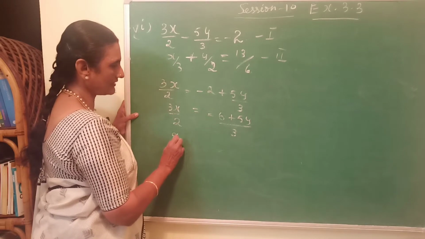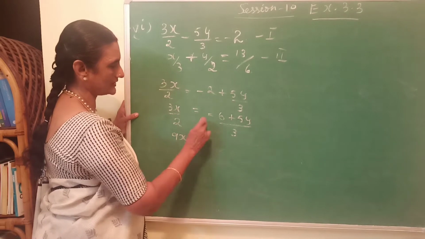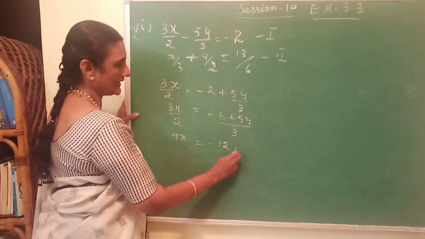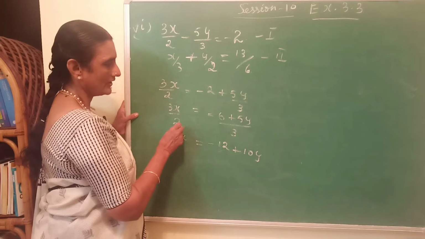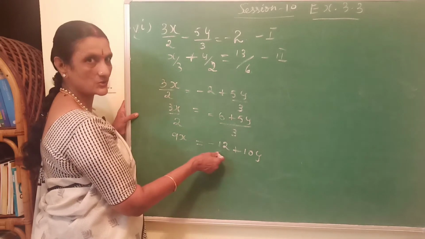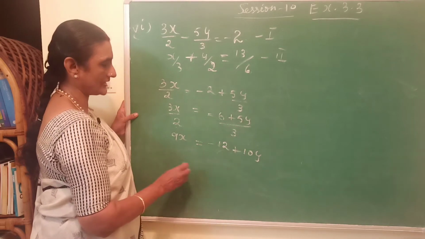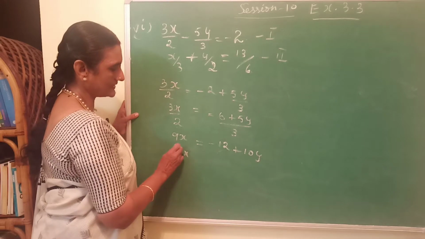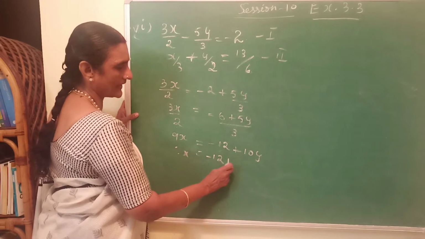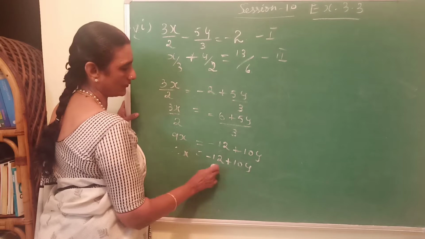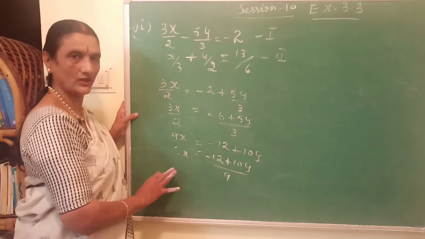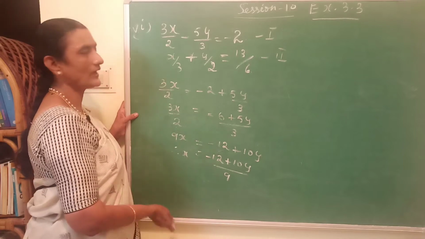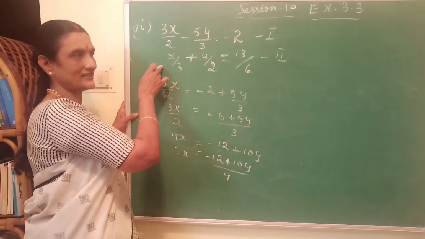Cross multiplying, we will get 9x is equal to minus 12 plus 10y. 3 3s are 9, 9x. 2 into minus 6 is minus 12, 2 into 5y gives you 10y. Therefore I get x is equal to minus 12 plus 10y by 9. Are you understanding? This is the value of x. This x value has to be substituted in the second equation.